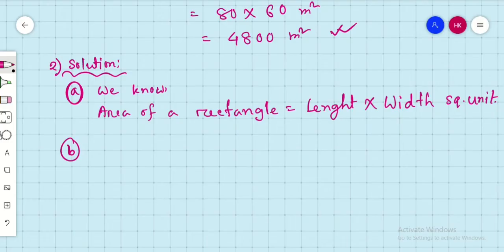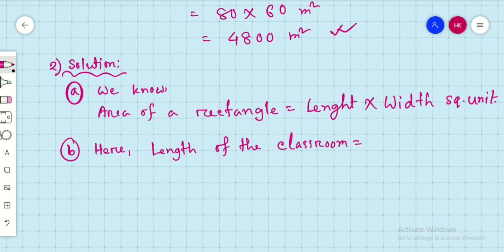So here, length of the classroom is equal to 12 meters, and width or breadth of the classroom is equal to 8 meters. Therefore area, we don't need to write the formula again because we have already written the formula in number A.